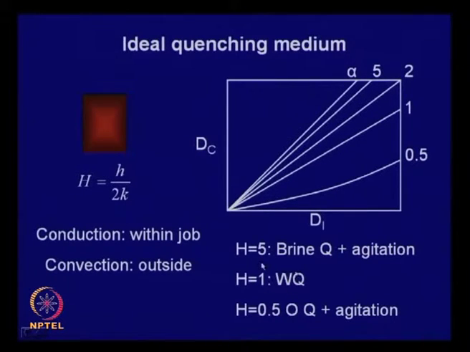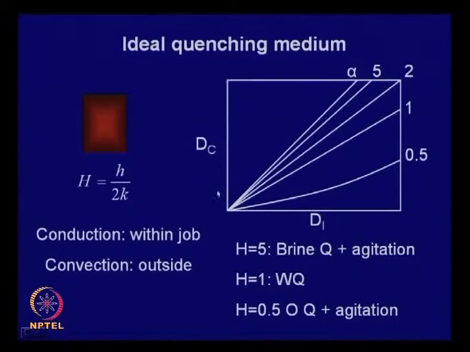And here we have listed some of the common severities of quench. Say brine with severe agitation, you can get H of 5, and H is 1 for a normal water quench without agitation. Whereas if you oil quench, depending on whether you have agitation or no agitation, you will have a certain value for this quenching severity, like 0.5 for oil quench with agitation.